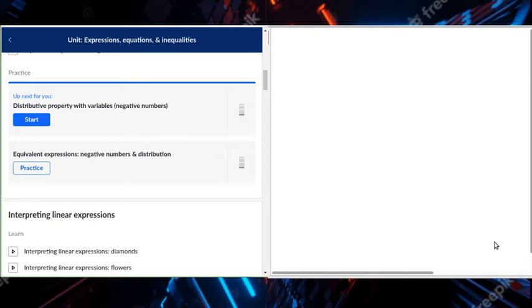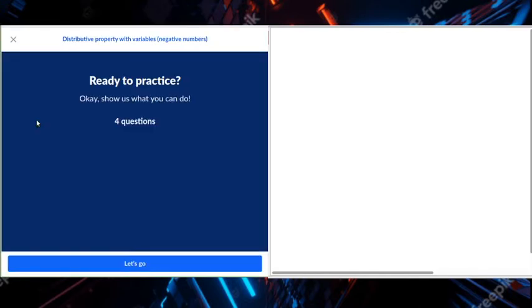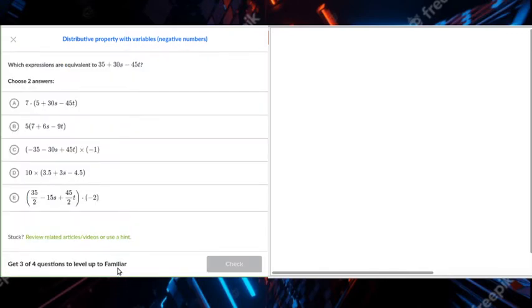Okay, we're going to be doing this practice on distributive property with variables, with negative numbers, and we're going to have to find the equivalent expressions, the ones that when we distribute and combine like terms, they end up being the same. So our first question asks which expressions are equivalent to 35 plus 30s minus 45t.